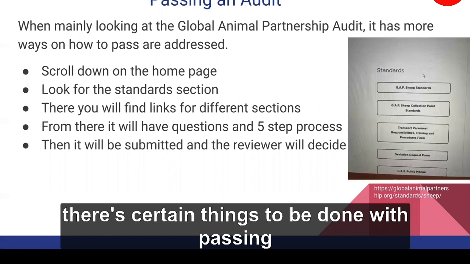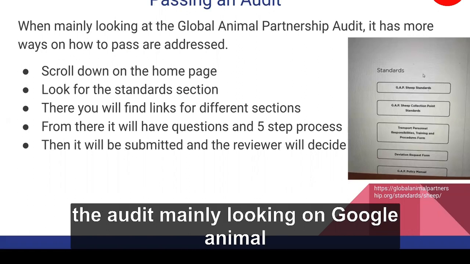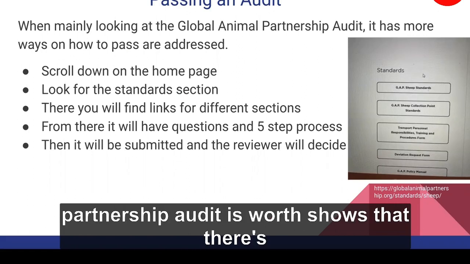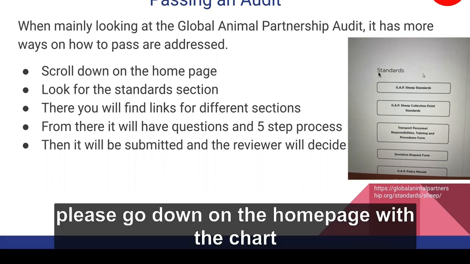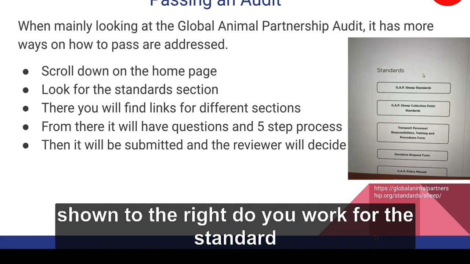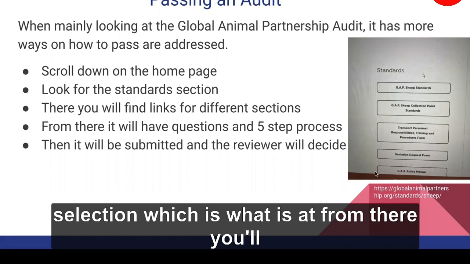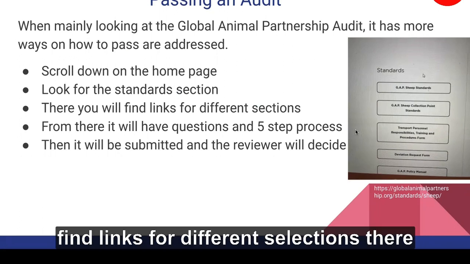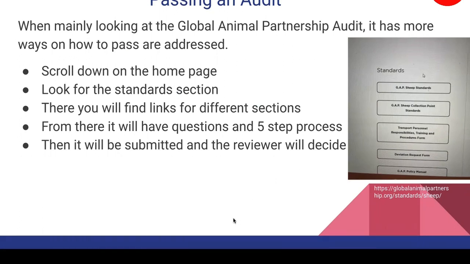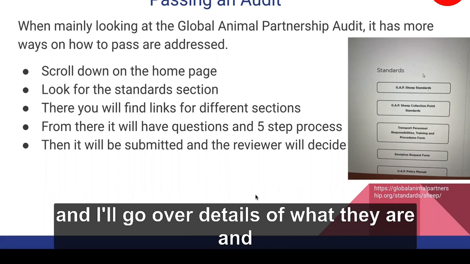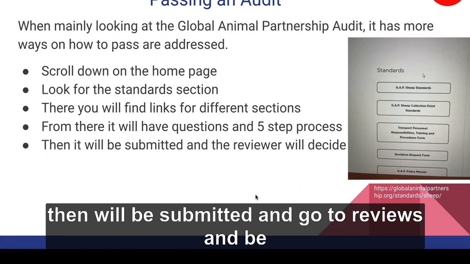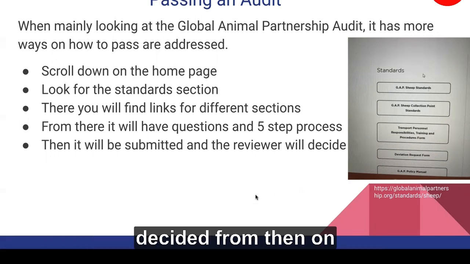There are certain things to be done with passing the audit, but mainly looking at the Global Animal Partnership audit is where it shows this. It has more ways on how the audit is passed and addressed. When you scroll down on the home page with the chart shown to the right, you look for the standard selection, which is what it's at. Then from there, you'll find links for different selections. There's 5 on the right. From there, you'll have the 5 steps and questions, and they'll go over the details of what they are. And then it'll be submitted and go for review and be decided from then on.